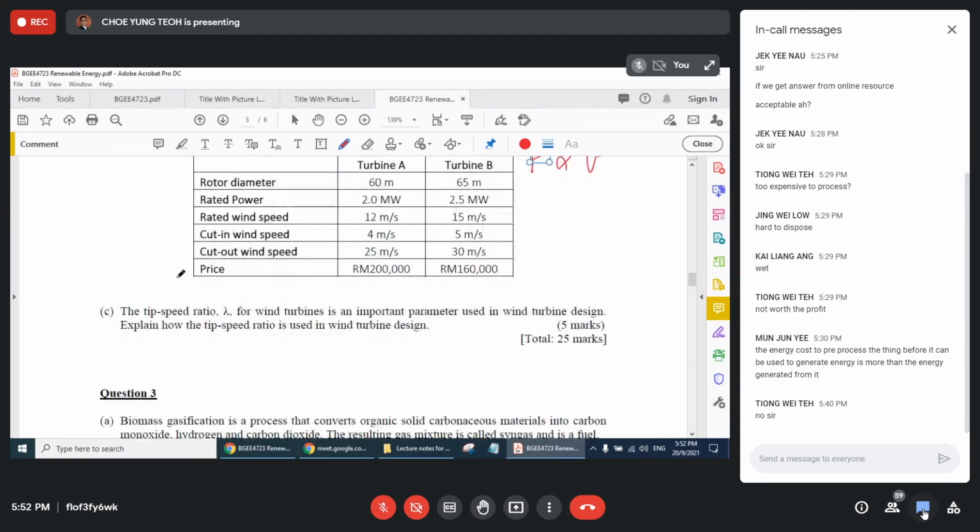Okay, then next one, the tip speed ratio lambda. Maybe you don't really pay attention to this one. The tip speed ratio lambda for a wind turbine is an important parameter used in wind turbine design. Explain how the tip speed ratio is used in wind turbine design.